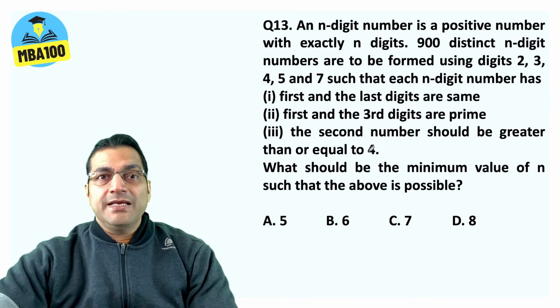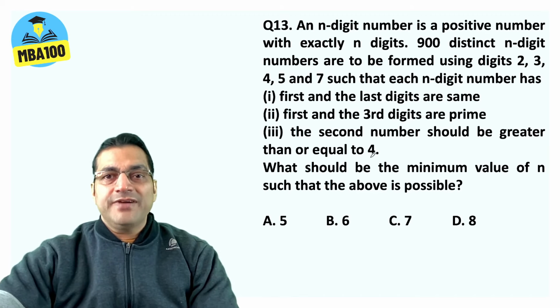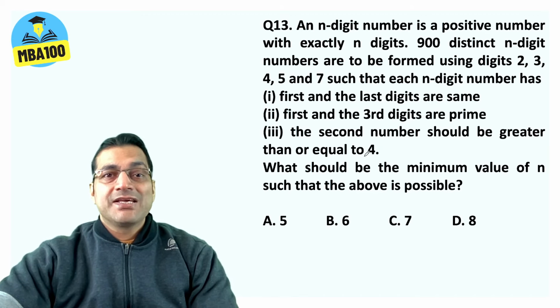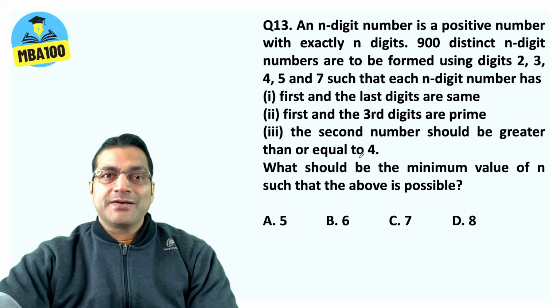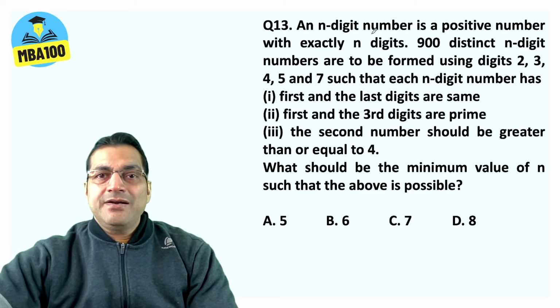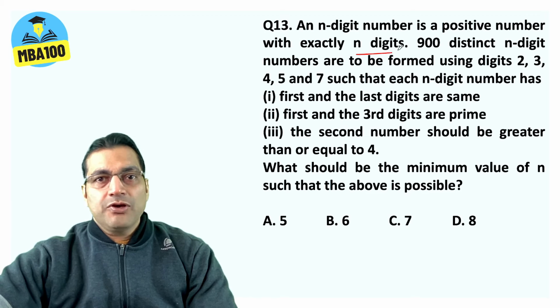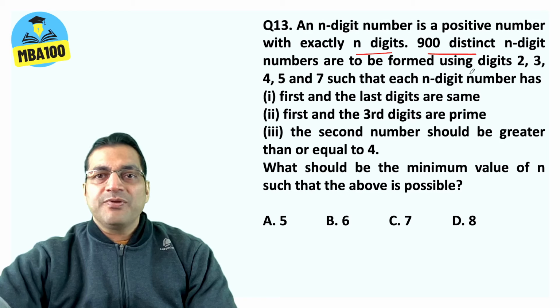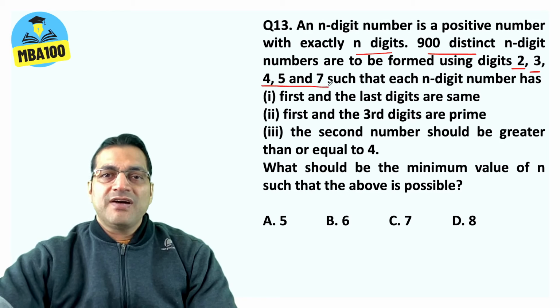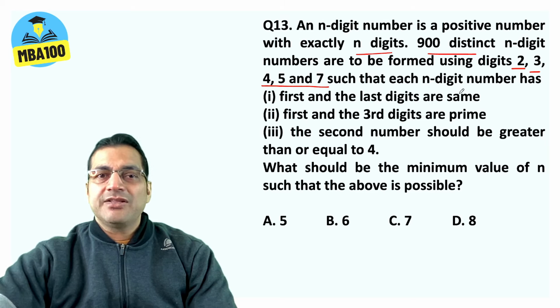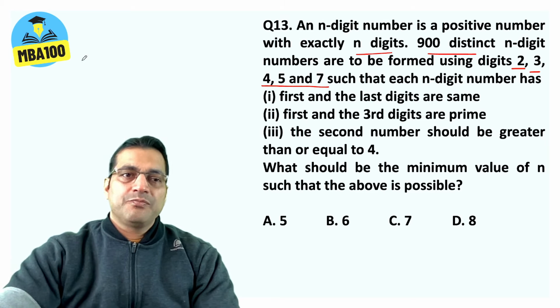Question number 13. Now this question was innovative as well as tricky. Take my word for it. An n-digit number is a positive number with exactly n digits. Of course, we all know. 900 distinct n-digit numbers are to be formed using digits 2, 3, 4, 5 and 7 such that each n-digit number has some properties.